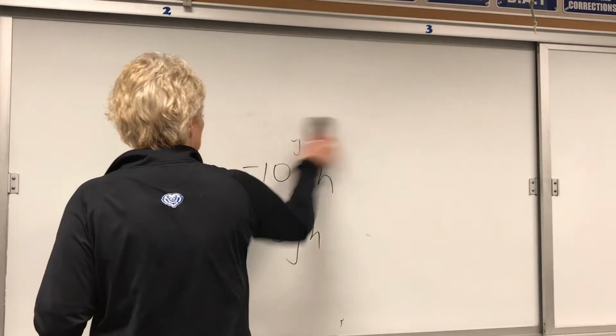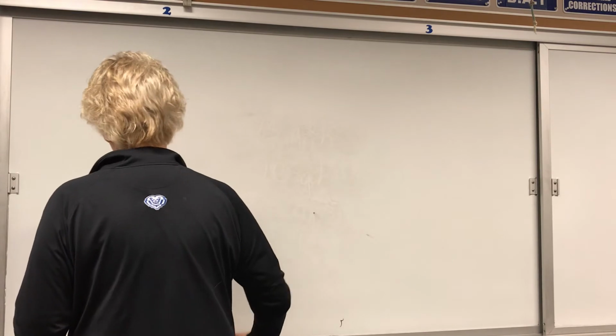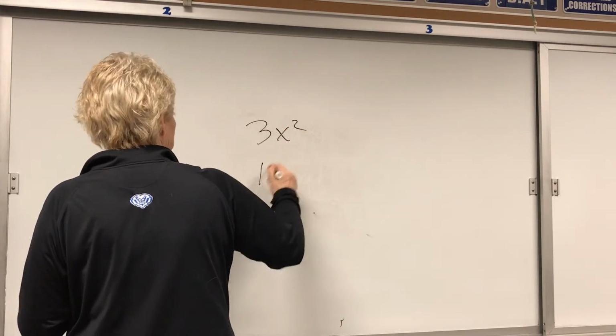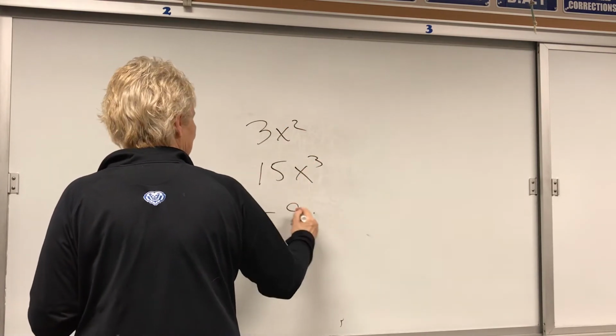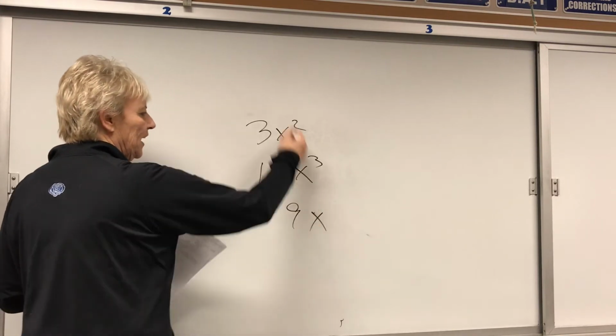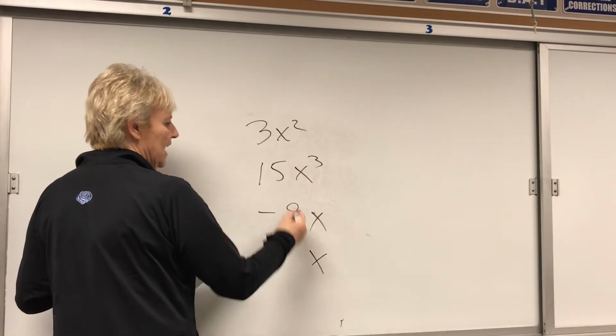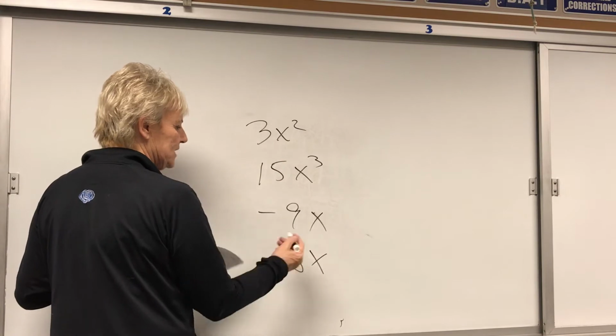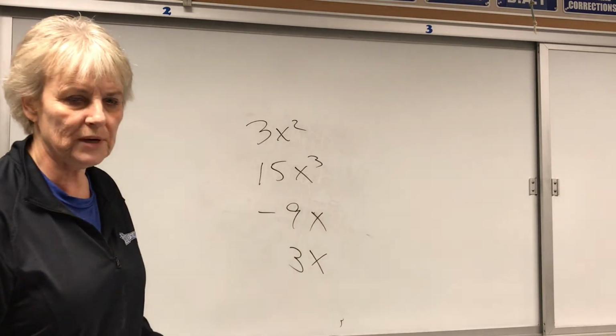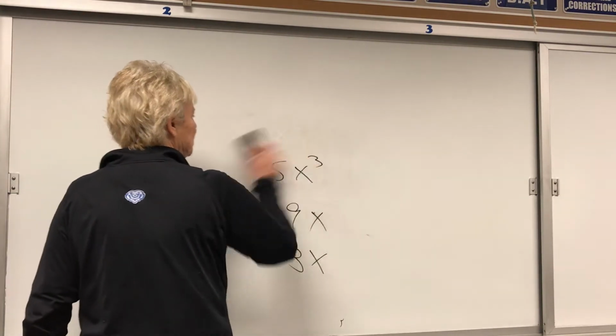And then finally, number 19, 3x squared, 15x cubed, and negative 9x. Well, they all have an x, and they all have a 3. Final answer, 3x. Now, let me review.